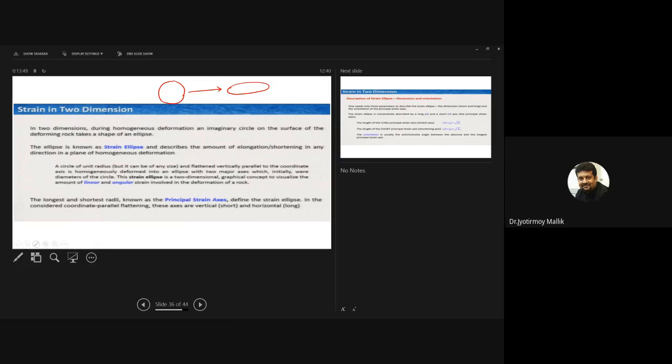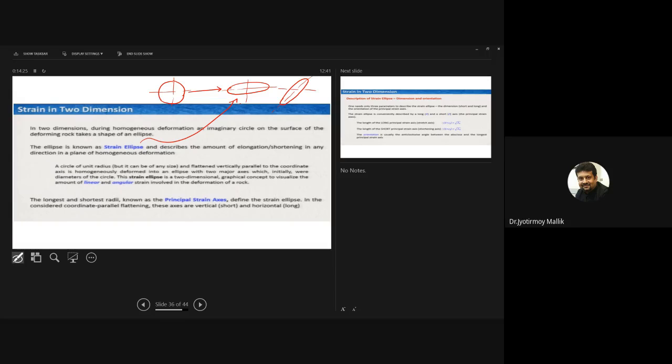Now, of course, the ellipse can look like this, or the ellipse can look like this as well. It doesn't matter. It will depend whether we are looking at a pure shear or a simple shear sort of deformation. The ellipse is called the strain ellipse, and it describes the amount of elongation and shortening in any direction in a plane of the homogeneous deformation.